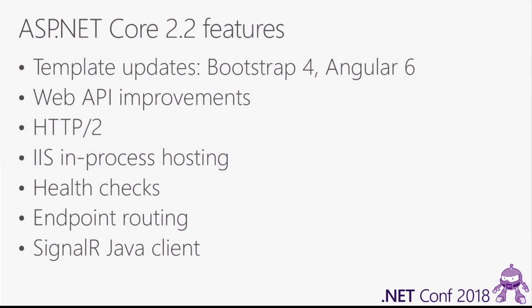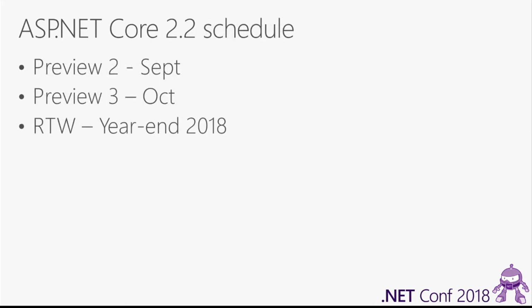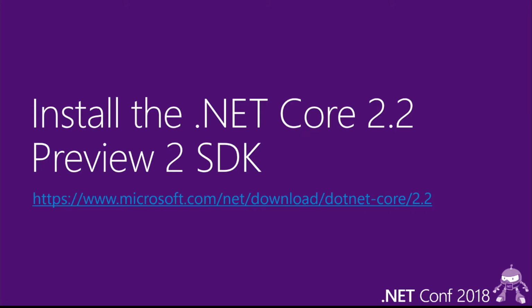All right, so those are the new features available with 2.2. Hope you enjoyed learning about them. What is the roadmap for the 2.2 release? Well, we shipped Preview 2 in September, shipped today. We expect to ship Preview 3 about a month from now in October, and then we hope to ship an RTW, a stable release of ASP.NET Core 2.2, by year end of 2018. And I hope you enjoyed what you saw and that you'll take the time to go install the latest .NET Core SDK, 2.2 Preview 2, and try out these new features.